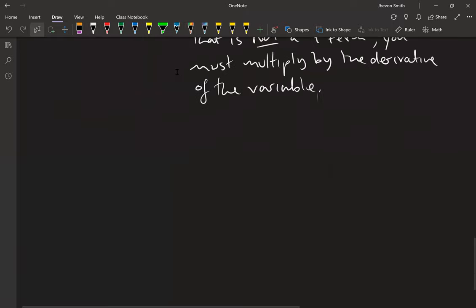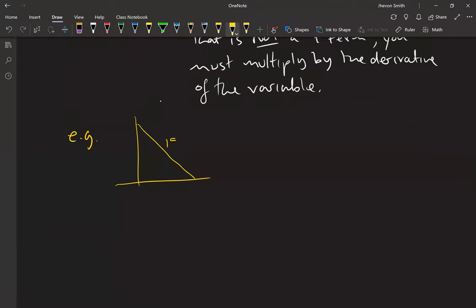So I guess an example here would be, I don't know, you have a 15-foot ladder leaning against the wall. Let x be its distance from the wall, y be this. And let's say the foot of the ladder is being pulled away from the wall at, say, 2 feet per second. And then the question is, how fast is the ladder sliding down the wall?